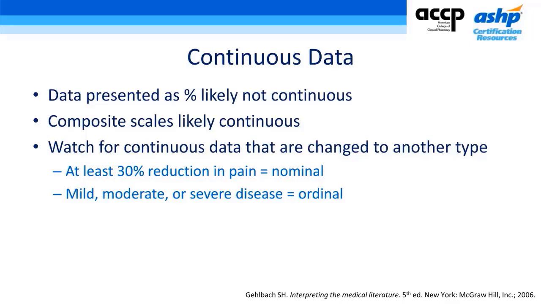So for example, if in the article they're talking about at least a 30% reduction in pain, you might think that would be continuous data, but it's really nominal data because we're really thinking about two categories only. Those participants who experienced at least a 30% reduction in pain, and then the other category is those that did not have that reduction in pain.